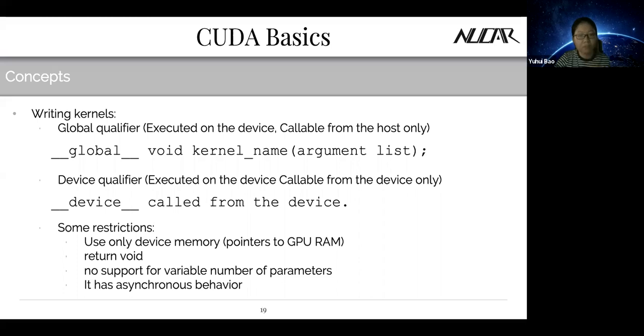There are some restrictions. Those kernels use the device memory, which makes sense because we run our application on the GPU side. And there's no support for a variable number of parameters, which means for the kernel function, we only have a fixed number of arguments.